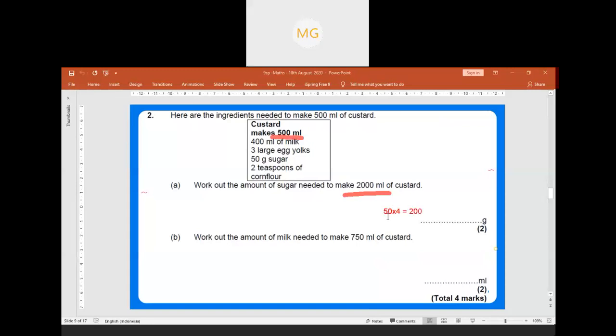200. Is it 200 grams? Yeah. Or is there anyone who gets confused to get 200 grams? No? Okay. If there is no confusion, let us move to question B.